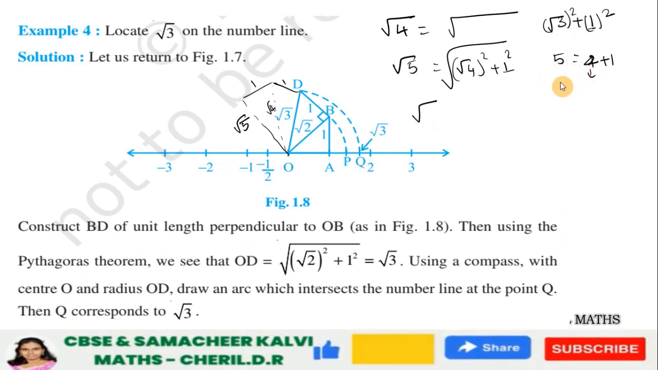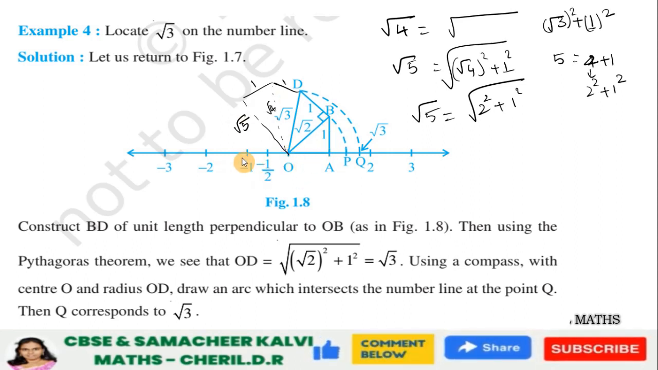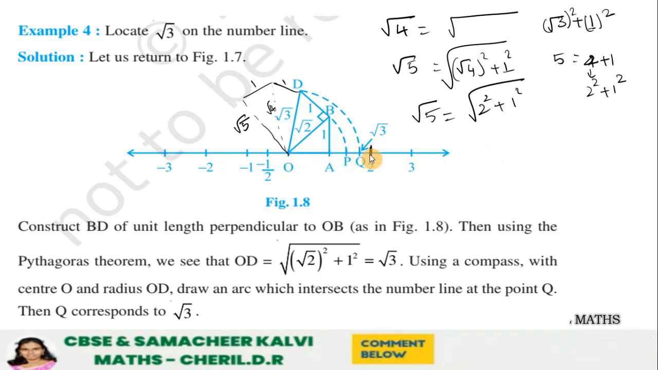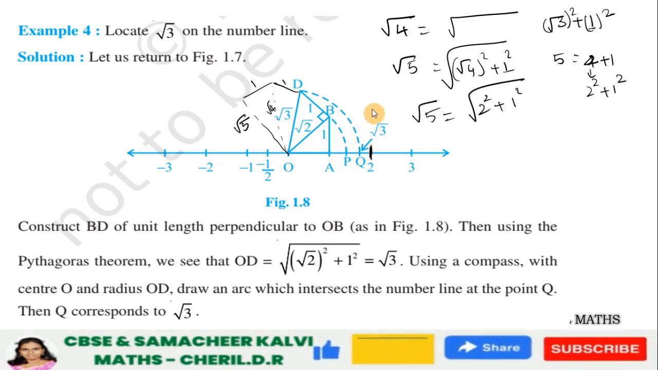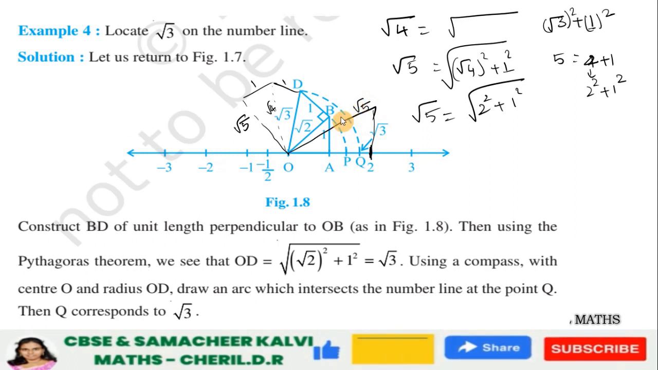So what is 4? 4 is what? 2 square. So 2 square plus 1 square. So root 5 can be written as what? 2 square plus 1 square. So in that case, it will be very easy for us to draw. Instead of drawing all these things as we did for root 2, we can just draw from O, you can mark it to be 2, and then you can plot another 1 here, and then drawing this, you will be able to get this to be your root 5 line. Okay, that is what we are going to do.